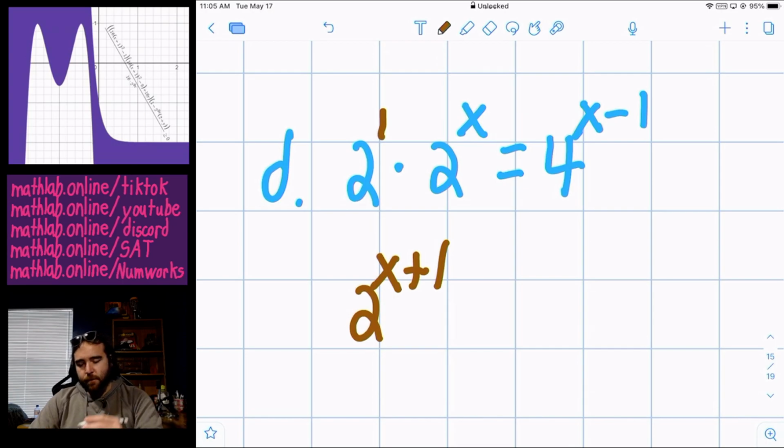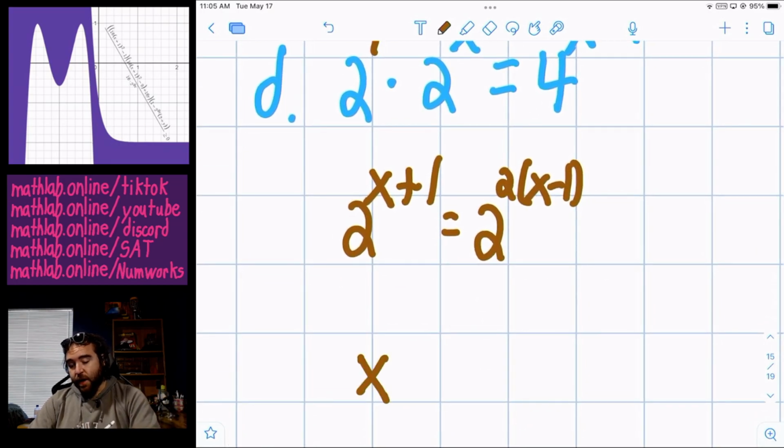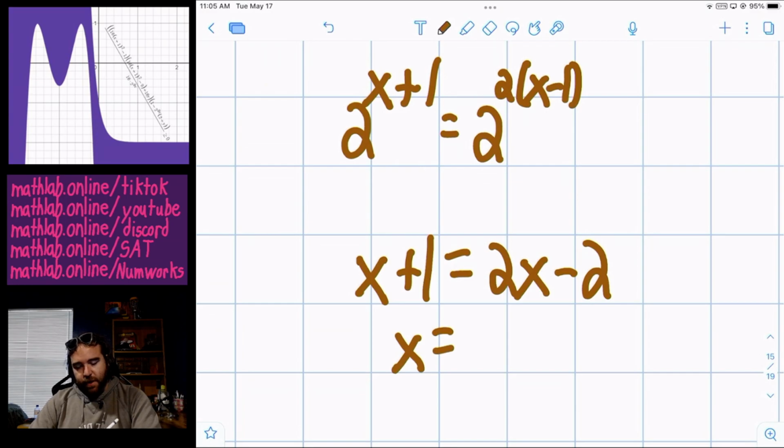2 to the x plus 1 equals 2 to the 2x minus 1. So then we know that x plus 1 has to equal 2x minus 2. So then x equals 3.